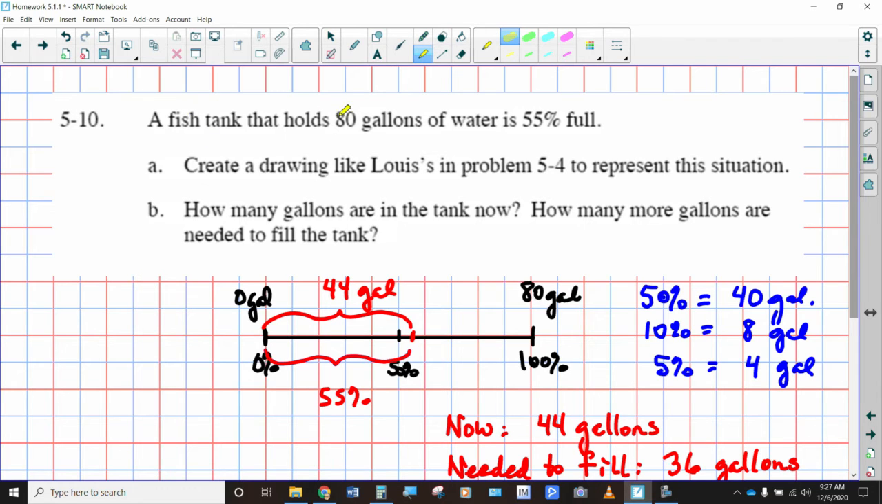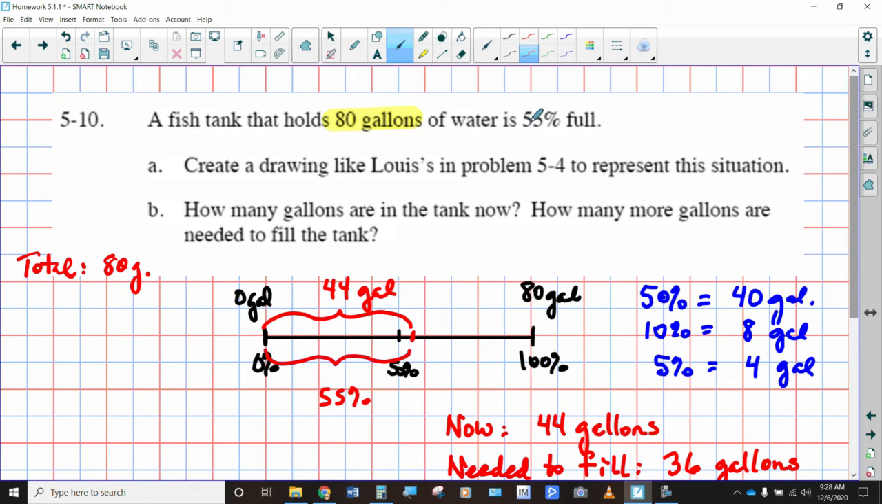It says a fish tank holds 80 gallons of water. Now it's important for you to be able to analyze that statement right there. It holds 80 gallons. That means that would be the total, the maximum amount that you can put in it, because it doesn't hold more than 80. And if it holds 80, then it could also hold 40 or 44 or 22. So those would be the parts, where 80 would always be the total maximum amount that would fit into the tank. Okay, so I'm going to go ahead and write that. The total here is going to be 80 gallons.